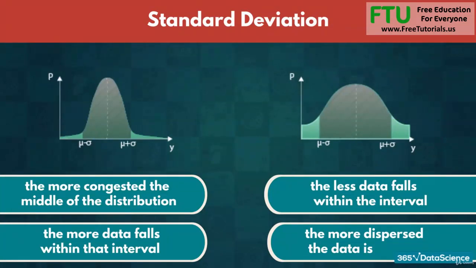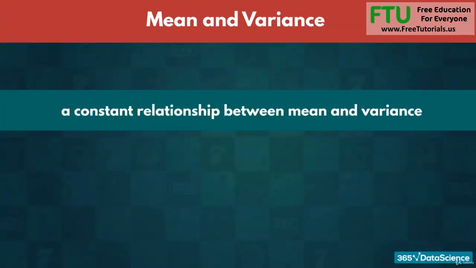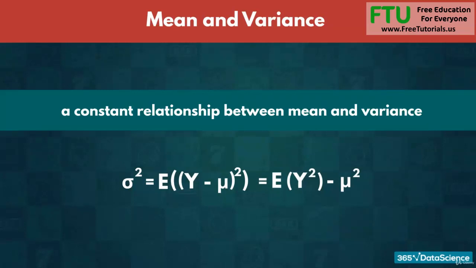Fantastic! It is important to know that a constant relationship exists between mean and variance for any distribution. By definition, the variance equals the expected value of the squared difference from the mean for any value. We denote this as sigma squared equals the expected value of (Y minus mu) squared. After some simplification, this is equal to the expected value of Y squared minus mu squared. As you will see in the coming lectures, if we are dealing with a specific distribution, we can find a much more precise formula.